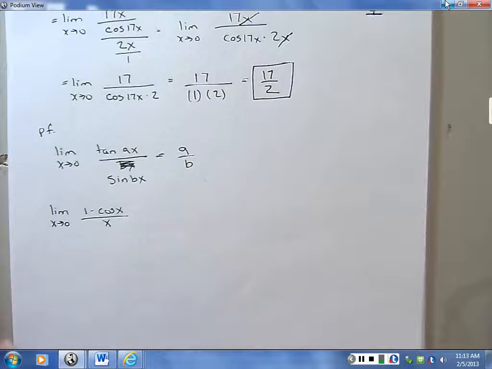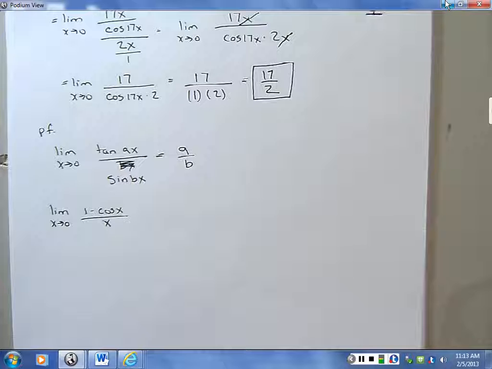Well, let's go through the work. If I plug in 0, cosine of 0 is 1, so I have 1 minus 1 over 0. That's 0 over 0. So I need a place to start. I have to cancel the 0 in the denominator because it's making my life miserable. I can't evaluate it. So where would be a good place to start on this problem?